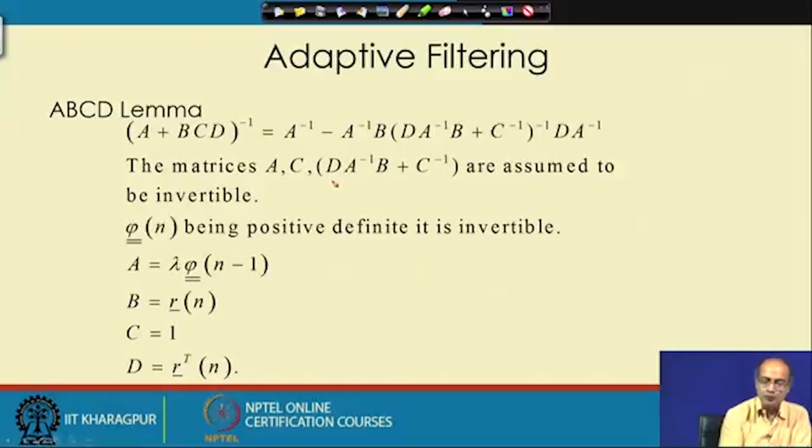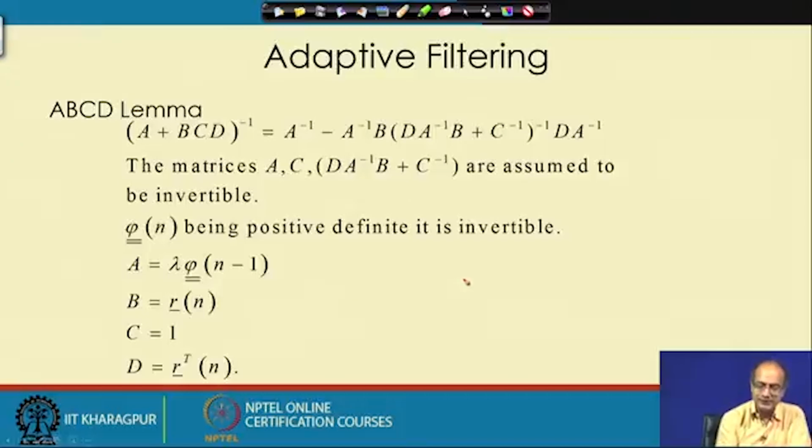In that case, we can write the inverse of this in terms of A inverse, C inverse and this quantity. And how can that help? Now, if we can break it into smaller parts which are easier to invert, then it can reduce our computation in the inversion.